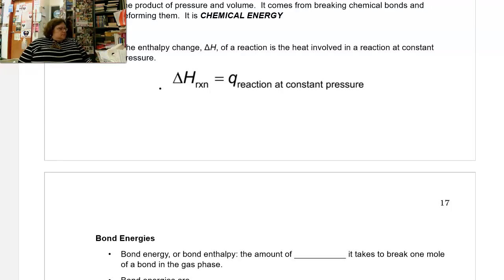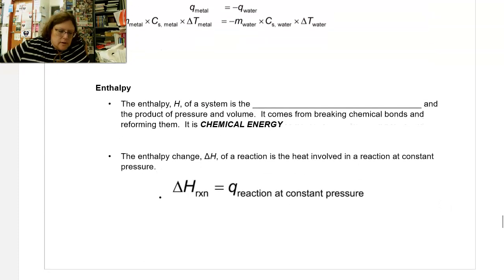We are going to discuss bond energy today and enthalpy. If you get your purple packets out and open to page 16, halfway down the list there, we're going to define the term enthalpy. So far we've talked about heat transferring from one object to another, and that's what we use Q equals mCΔT for. Now we're going to talk about heat that comes from within a chemical reaction.